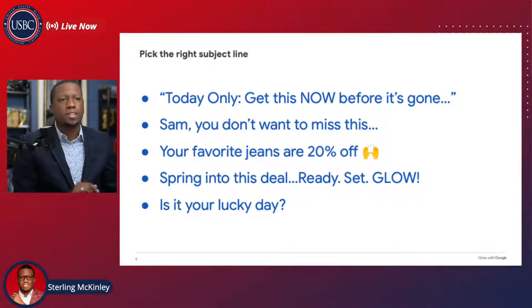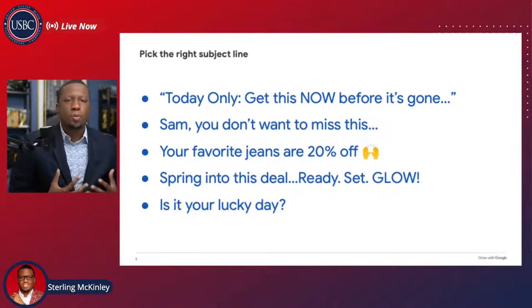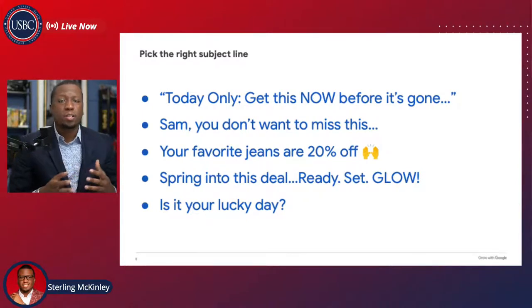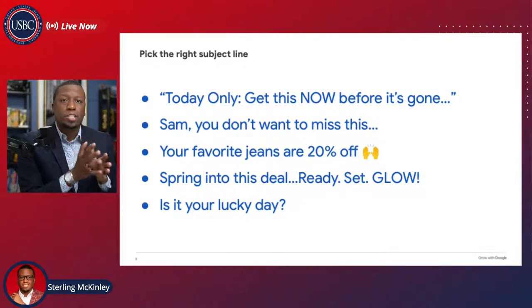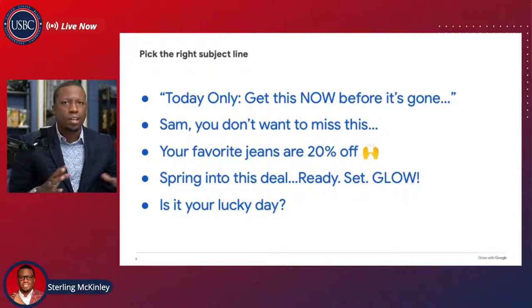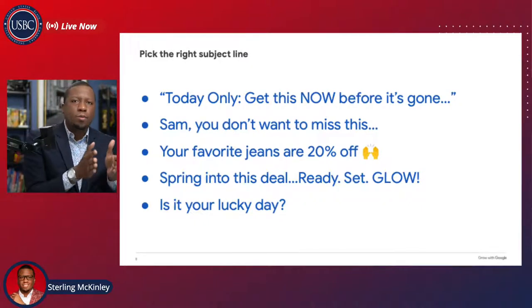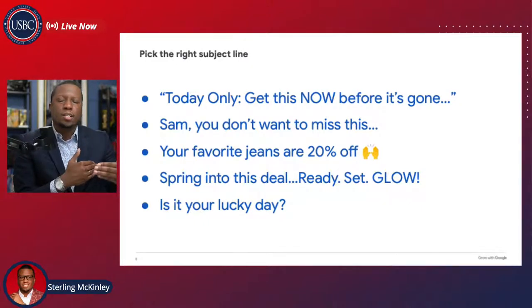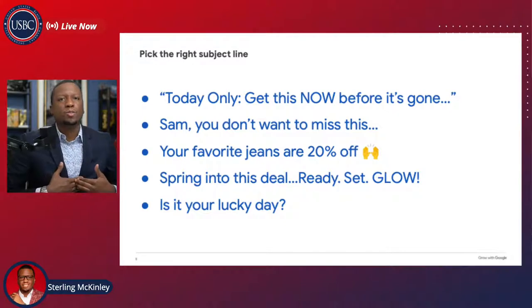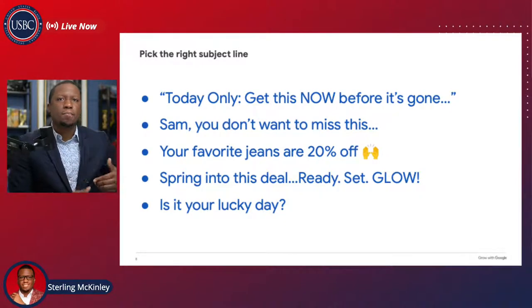The first one says, today only, get this now before it's gone. So that's what we call creating a sense of urgency. You want to tell people, hey, this is a deal expiring. We want you to open the email now. So you can say today only, tonight only, ending at midnight, something like that. But putting a time on something makes it more urgent, and it causes the person to not want to lose out and makes them want to click on that email and read what the offer is.